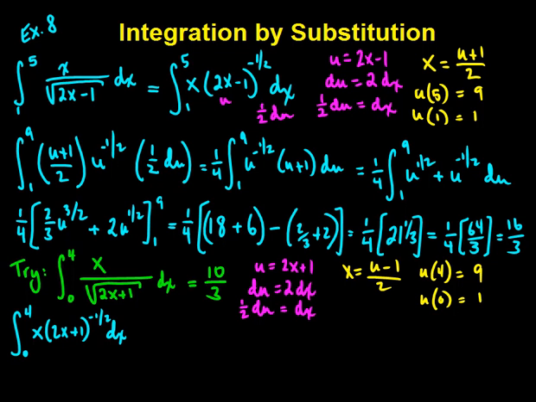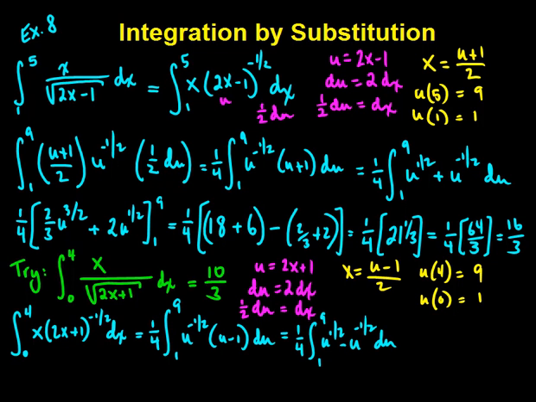And we're ready to begin putting all the pieces together. So I have, once again, two halves. I have the half on the du, and I have the half on the x. I'm going to bring them out to get 1/4 integral. Limits of integration are now 1 to 9. I have u to the negative 1/2 times (u minus 1) du. I'm going to distribute. And now I finally get 1/4 integral from 1 to 9, u to the 1/2 minus u to the negative 1/2 du.